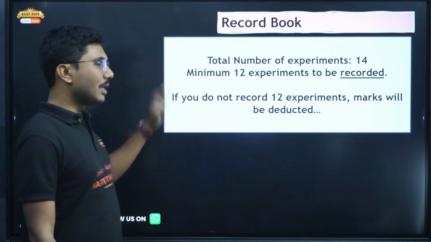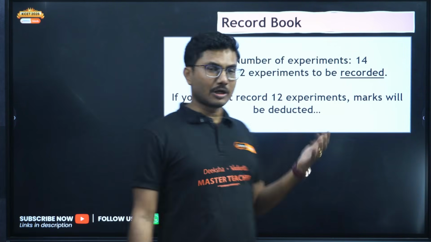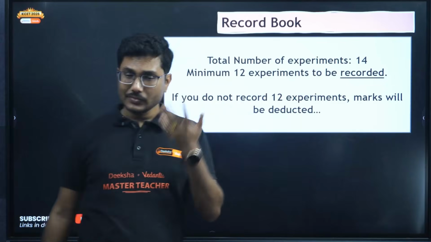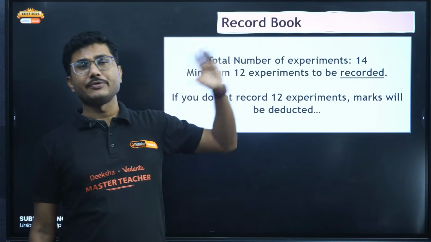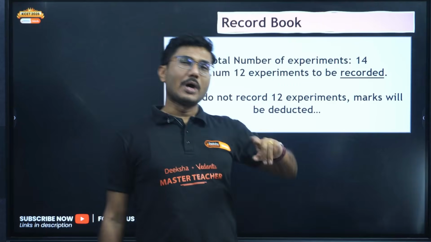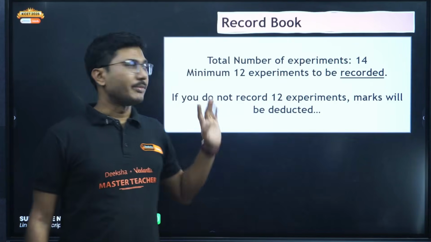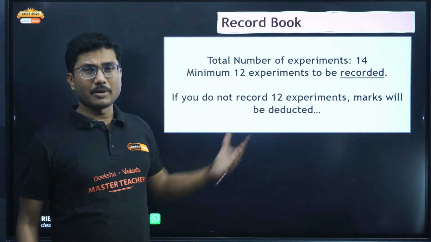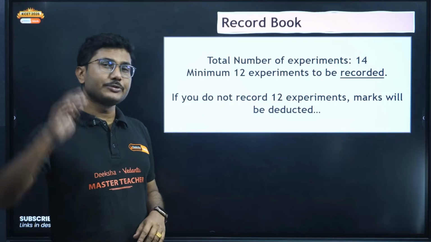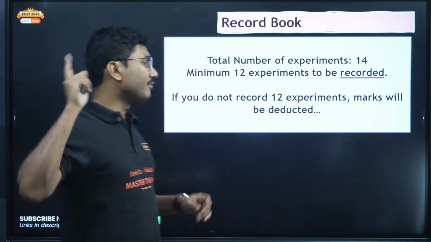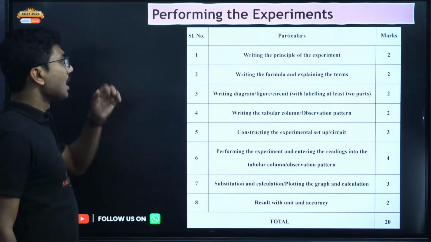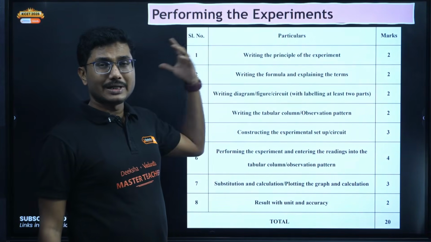Okay, so 5 or below is not considered a valid record book. So minimum 12 experiments you need to record. If you record even 11 of them, 1 mark will be deducted. Okay, so based on the number of experiments you have recorded, marks will be deducted. So make sure you record 12 of the experiments. Very, very, very important. Next is how the marks are being given to you.